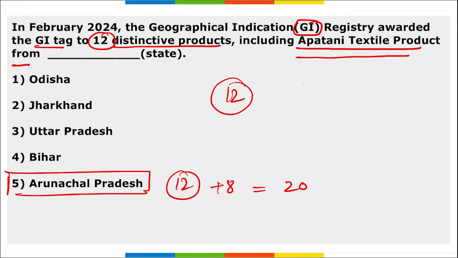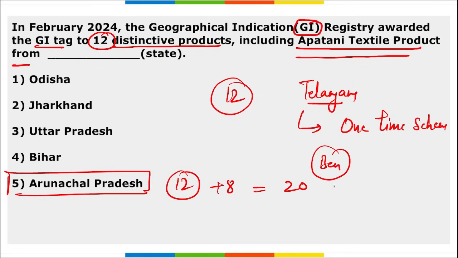Apart from this, friends, if I ask you for Telangana state, they have launched one time scheme. If we talk about Bangalore, we are seeing water crisis recently going on in the state of Bangalore.